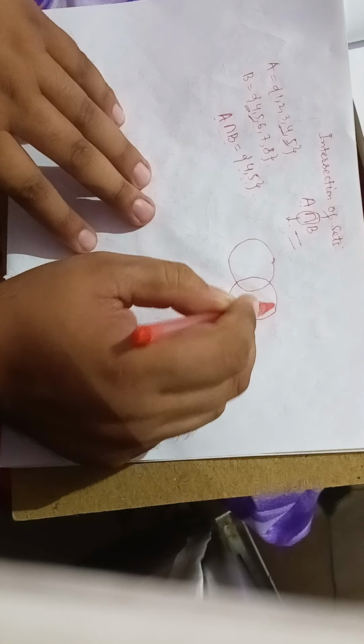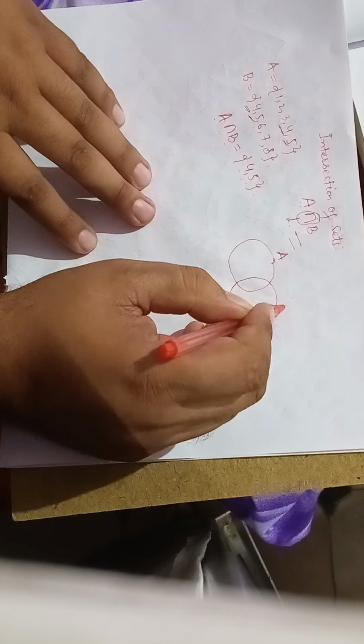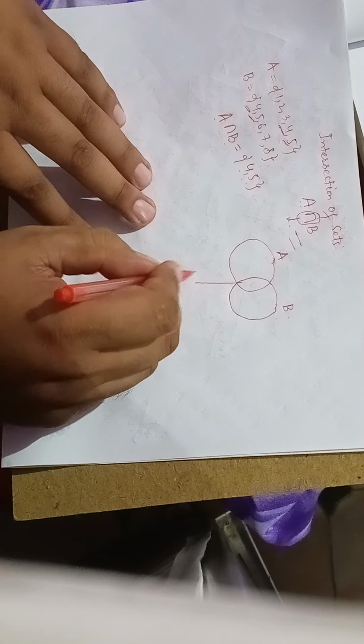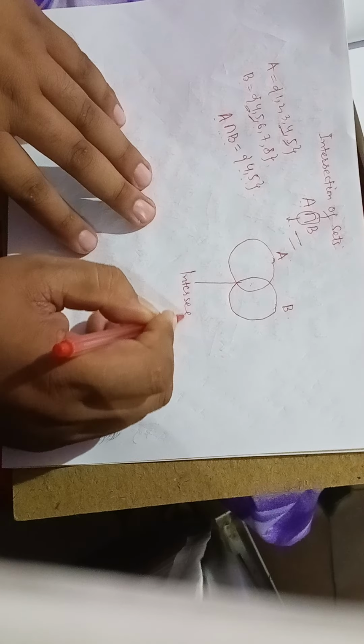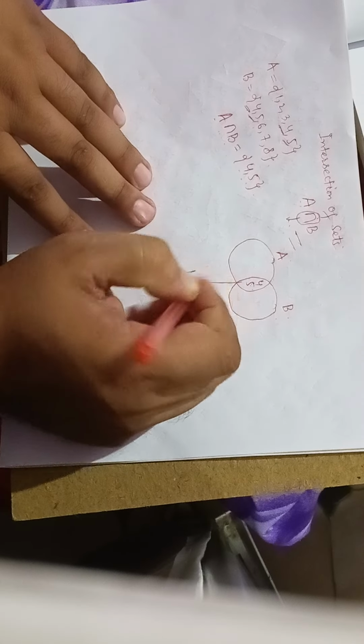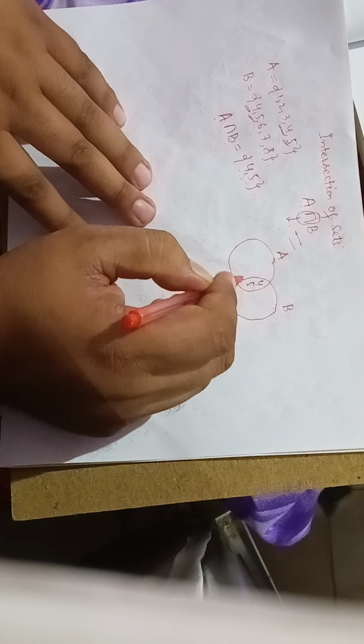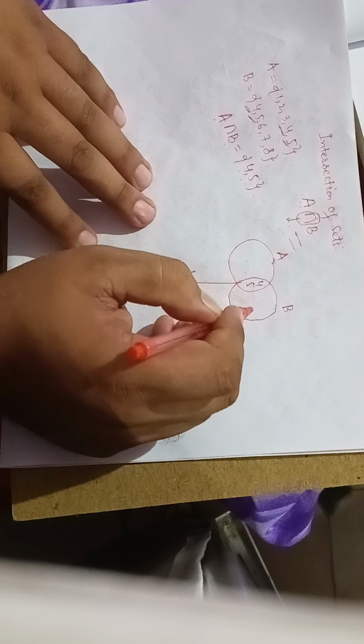How to represent this intersection in a Venn diagram? I will make a circle here and one more circle here. Here I will write A, I will write B. This is the intersection portion. What is the intersection? That's 4 and 5. These two elements are those elements which are present in both the sets, set A and set B.